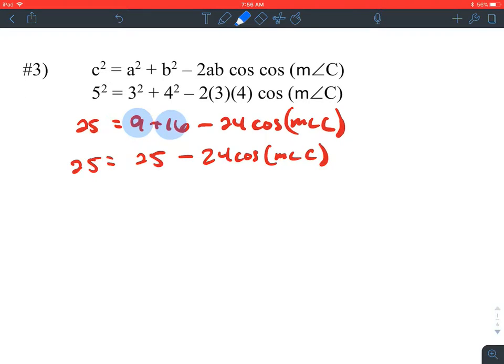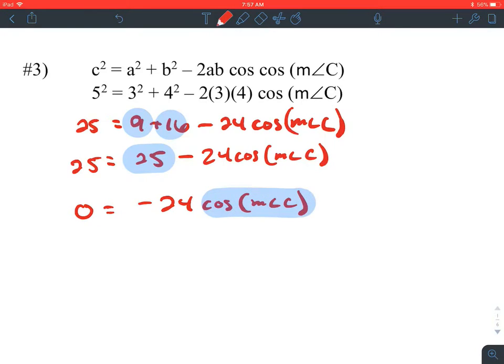Now the right side has two terms. They are not like terms. So we want to subtract the 25 from both sides of the equation. It's going to give us 0 equals negative 24 cosine measure of angle C. Then we're going to divide both sides by negative 24 because we want to get cosine of measure of angle C by itself. 0 divided by negative 24 is 0.